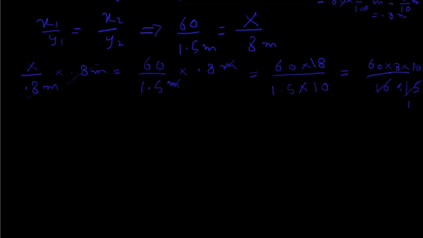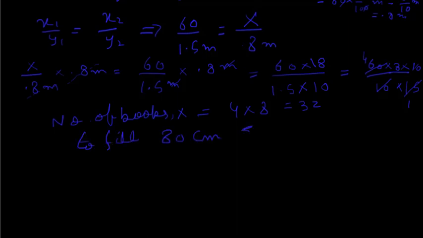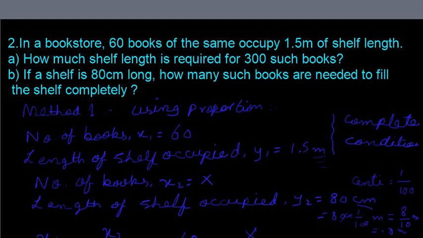Now 15 ones are 15 and 15 fours are 60. Now 4 into 8 will give me the number of books. 4 times 8 is equal to 32. So these are the number of books to fill an 80 centimeter shelf completely. So you would always need 32 books to fill an 80 centimeter shelf completely, when you can place 60 books that occupy a space of 1.5 meters of shelf line.